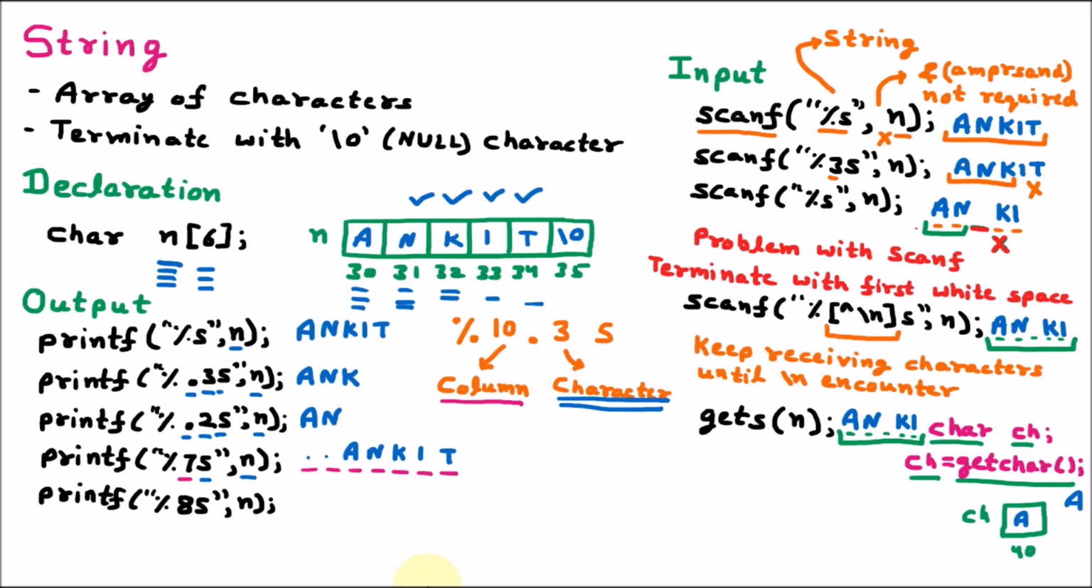So here we are using the 8. 8 means this is the column. So that means there should be 8 characters. So here we want that there should be 1, 2, 3, 4, 5, 6, 7, 8. 8 characters should be there. Then we are having S for the string, N is the array whose size is 6, and here we are having the Ankit displayed.